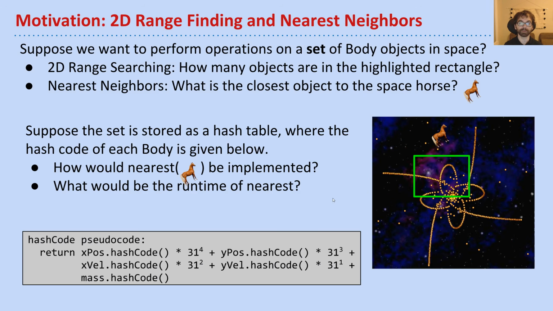Let's just think about the hash table approach first. Let's say that our set is stored as a hash table, and the hash code of each body is given here, where this is just pseudocode. We take the x position, which is a double, and we compute its hash code. We multiply that by 31 to the fourth, and so forth. The exact hash code doesn't much matter, but just to let you know, it's like a normal hash code. So the question for you is, how would you implement nearest? If you added it to a hash table implementation, what would you do? And what would be the runtime? When I say how would it be implemented, it's just basically thinking mentally about what would have to happen. And then for runtime, tell me what that would be.